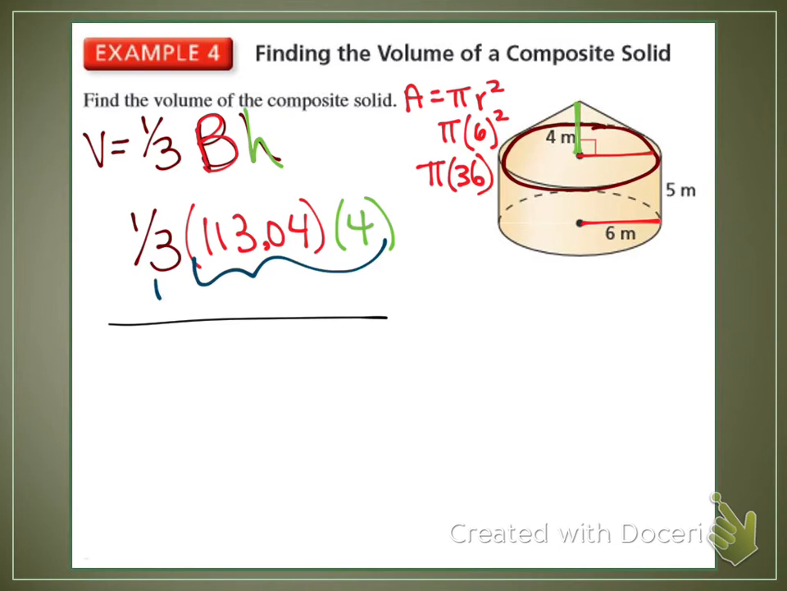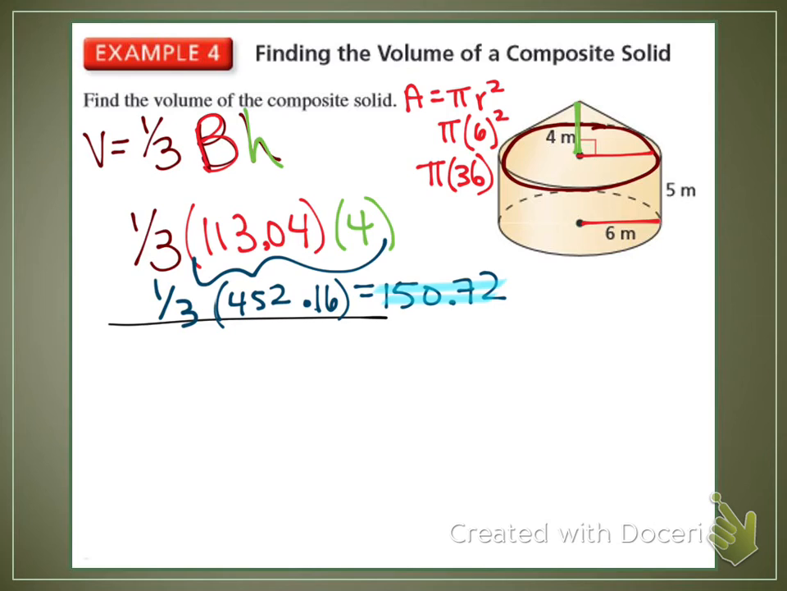So again, it doesn't really matter what order you multiply in. You could do 113 times 113.04 times 4, which is 150.72. Oh, are you still taking the 1/3? I just included that. I haven't done that yet. It's 452.16. And then divide that by 3. And then, yeah, we get 150.72.